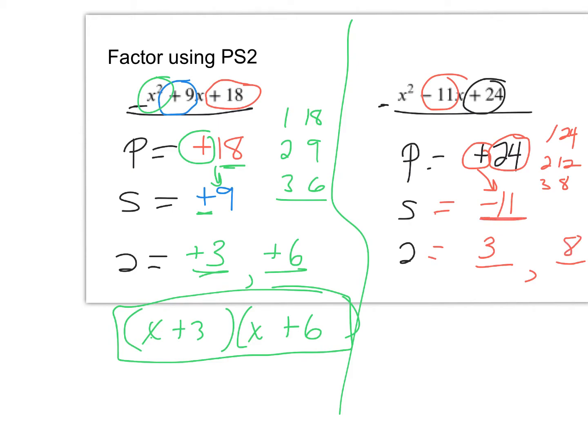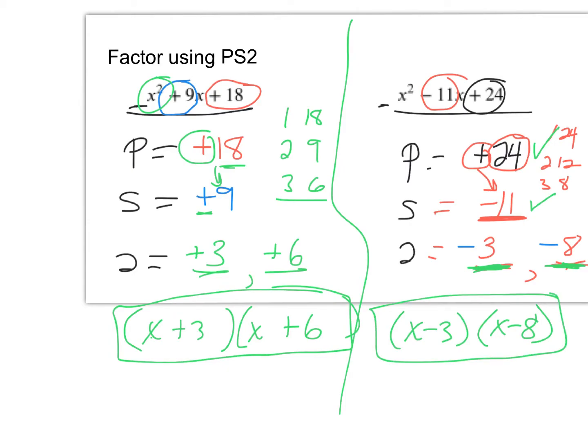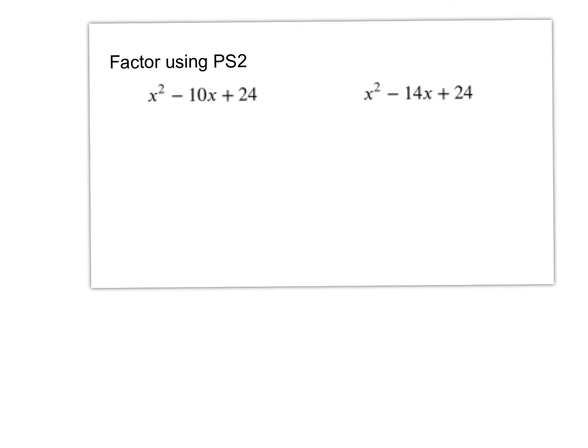Now, here's the catch. When I add these 2 numbers together, the 3 and the 8, I want negative 11. So 3 and 8 gives me positive 11. So if I do negative 3 and negative 8, that should give me negative 11. Now, let's do our double check. Is negative 3 times negative 8 positive 24? The answer is yes. Is negative 3 plus negative 8 negative 11? Yes, it is. So we're good. x minus 3, x minus 8. And there's that one. All right, so let's keep going.